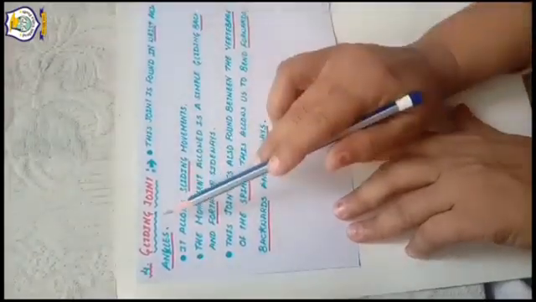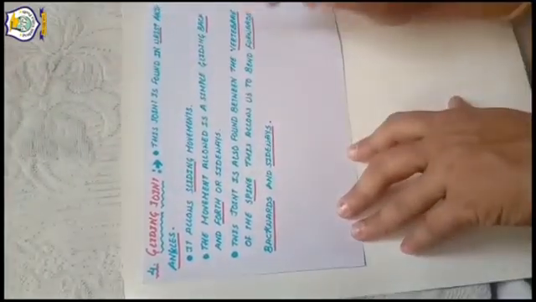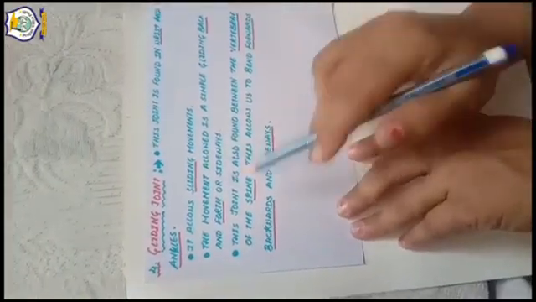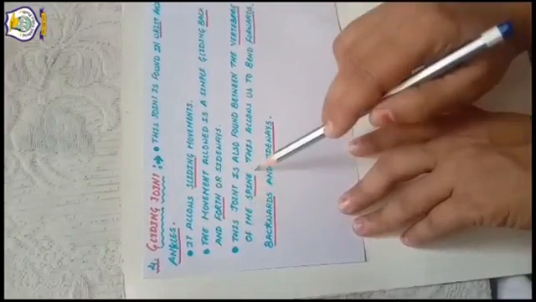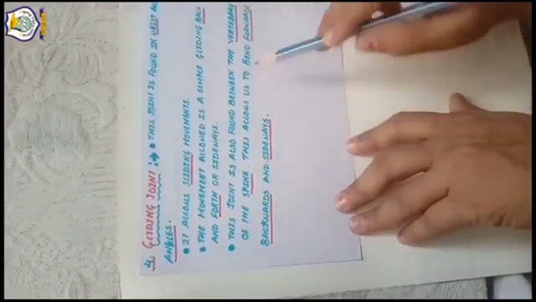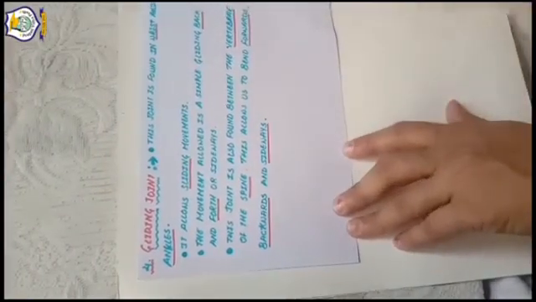So the last one is gliding joint, which is found in wrist and ankles, and it allows the sliding movement. This joint is also found between the vertebrae of the spine, which allows the vertebrae to bend forward, backward and sideways.